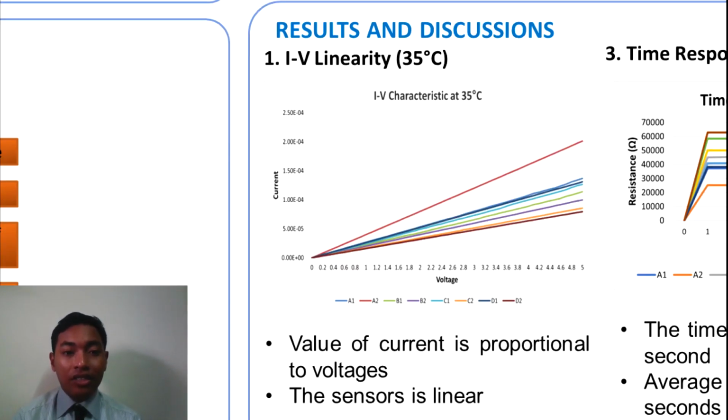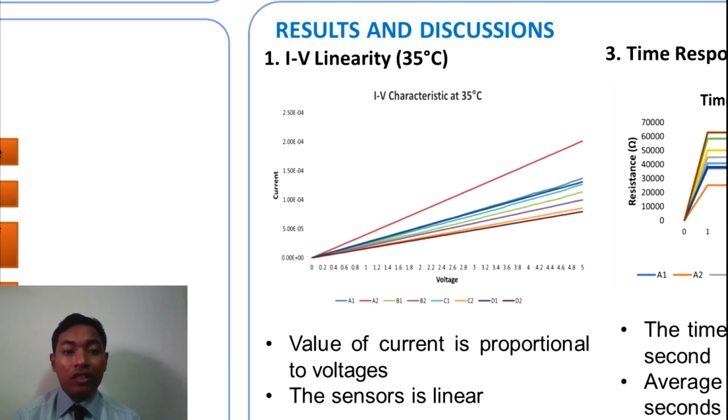In result and discussion, a few parameters of sensor are recorded. The parameters such as IV linearity, resistance value over temperature change, time response, and sensitivity. In sensing parameter, the linearity of the sensor play a crucial part. The linearity of sensor can be defined as the closeness of the calibration to a specific straight line as shown by each sensor in the figure.